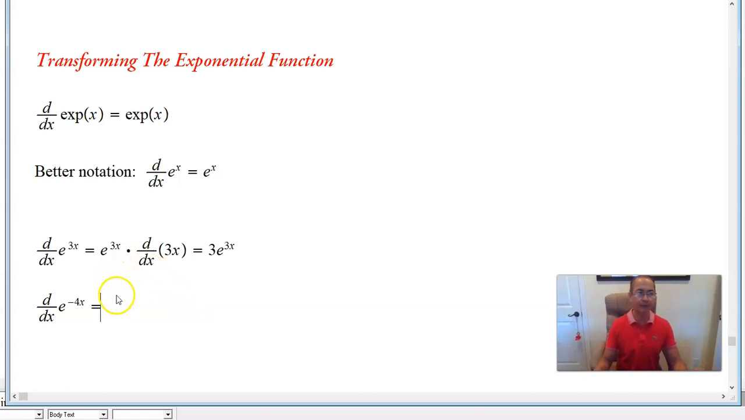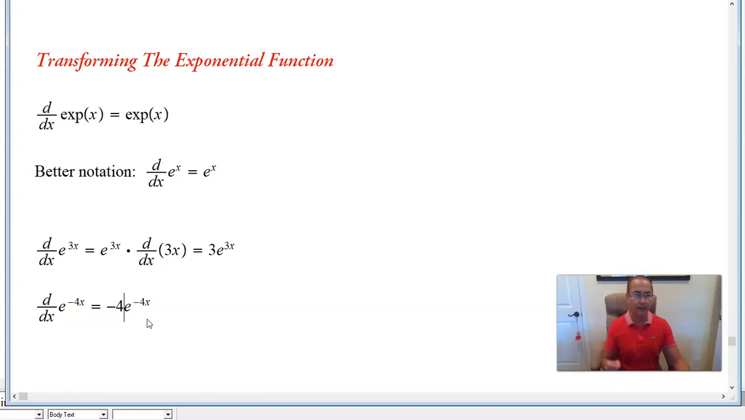Okay, let's do this a little bit faster. It is still e to the minus 4x, but with the chain rule, we need to get the derivative of negative 4x, and it goes in front. So it's minus 4 e to the minus 4x.